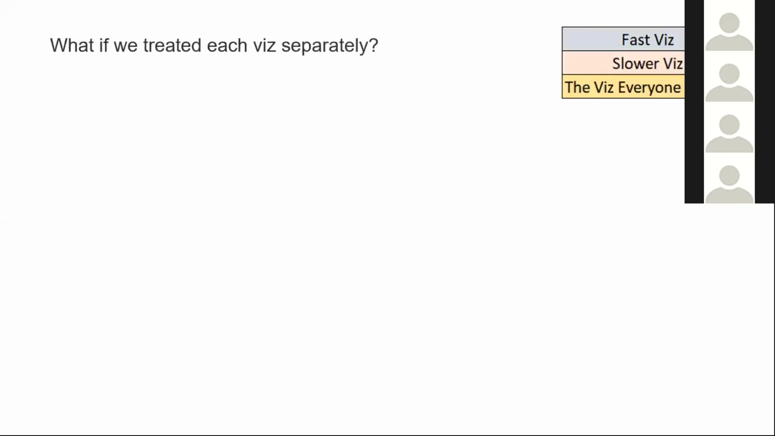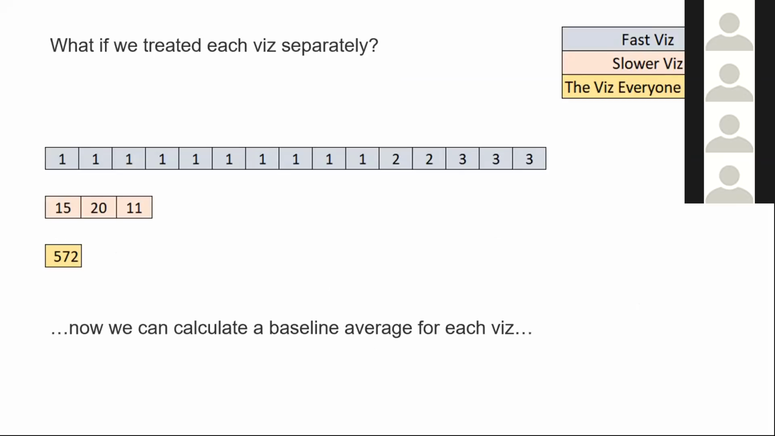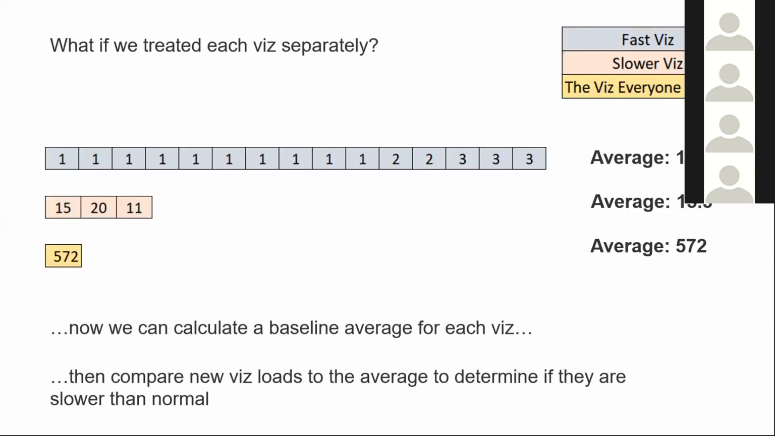So let's take a different approach. What if we treated each viz separately? Let's say we had each of these as its own separate data set that we wanted to look at. We can calculate the average for each viz. So we have 1.5 seconds for the fast viz, 15.3 seconds for the slower viz, and 572 for the one everyone hates. Now that we have that baseline, we could compare new viz loads against that average for that viz to determine if they're slower than normal. And that would give us a relative measure of how fast each of the viz loads that are coming in are. So how do we do that?